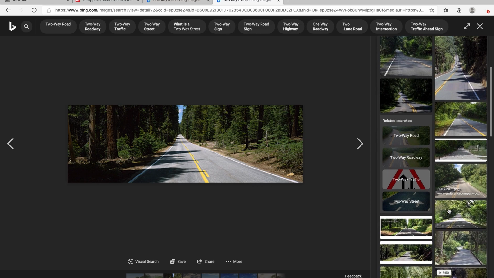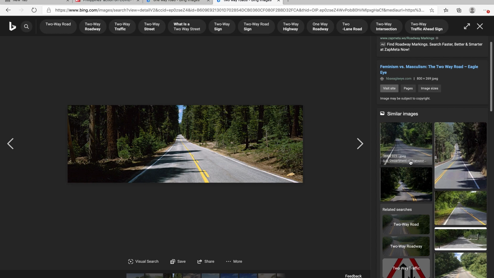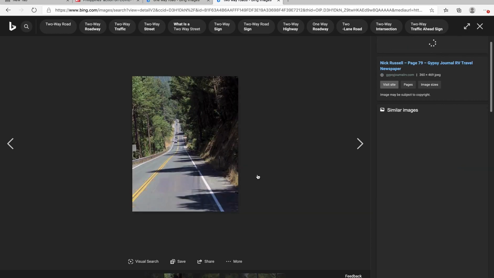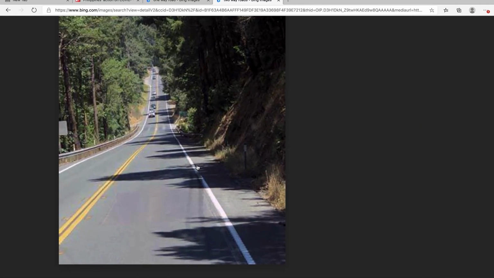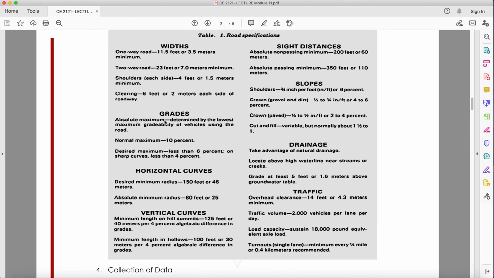Let's try to find an example here. If we're going to zoom, yeah, so that is grade. So pagbaba and pagtaas ng kalsada. That is what we are pertaining to when we say grade.